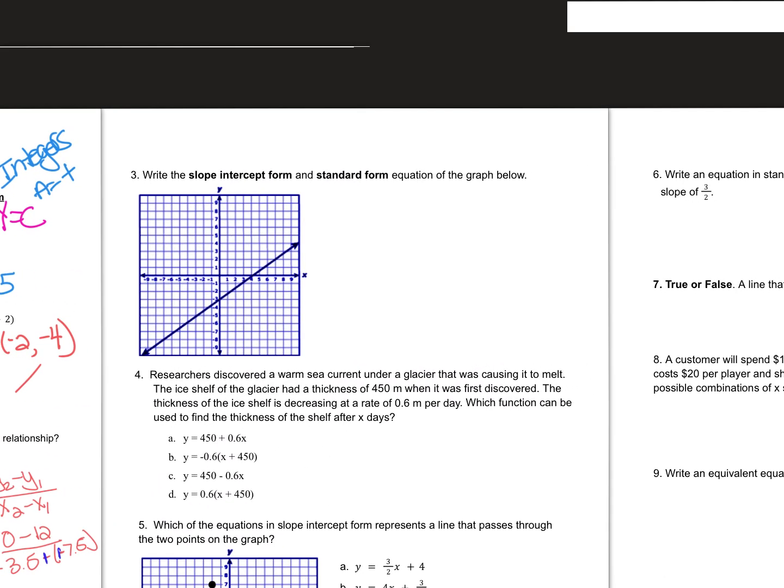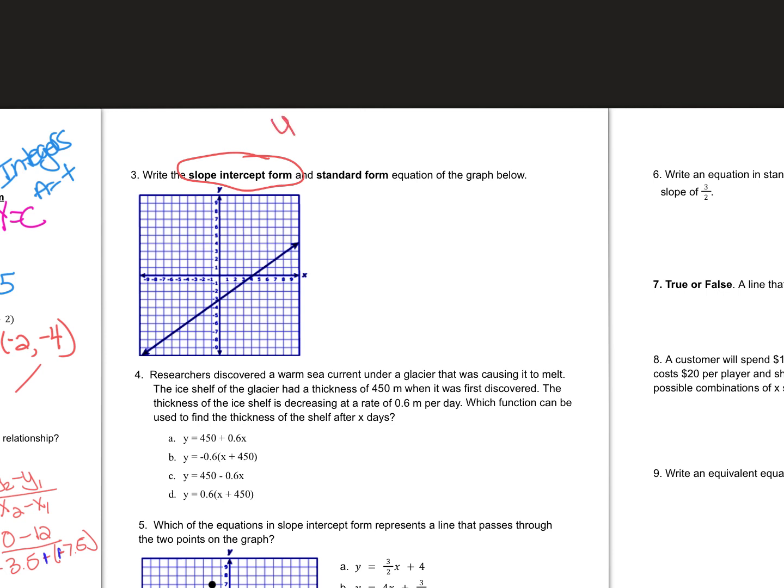Well, the next one is almost very similar to what we were just working on, except now they are giving us a graph and they're asking for us to write it in slope-intercept form and standard form. Graphs are always easier to start writing the equation in slope-intercept form, because for slope-intercept form, I just need two things from my graph. I need my slope and I need my y-intercept. Okay. Well, looking at my graph, I'm going to start with my y-intercept. I see it's where it crosses my y-axis. I have a y-intercept of -3.